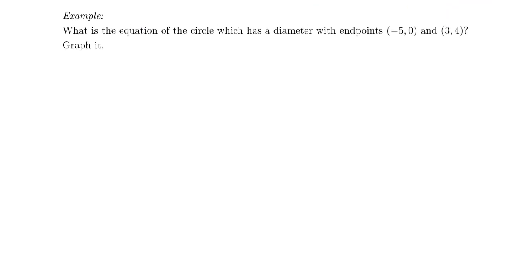What is the equation of a circle which has a diameter with endpoints -5, 0, and 3, 4? Graph it. Okay. Well, so I'm asking, do I have the center? Do I have the radius? And I don't have either one right now, so I'm going to have to find it. All right, so let me just make a little circle here just describing what this looks like in general. It doesn't have to be perfect.